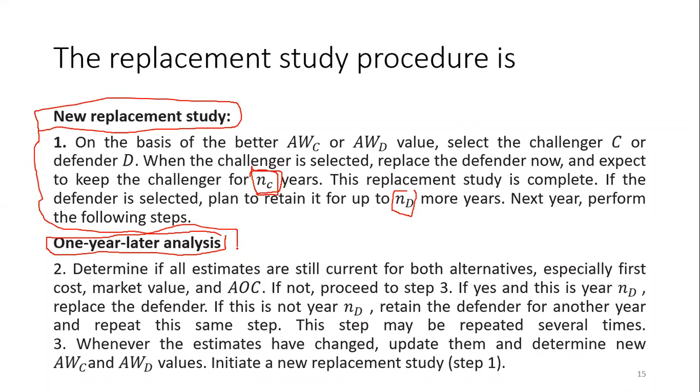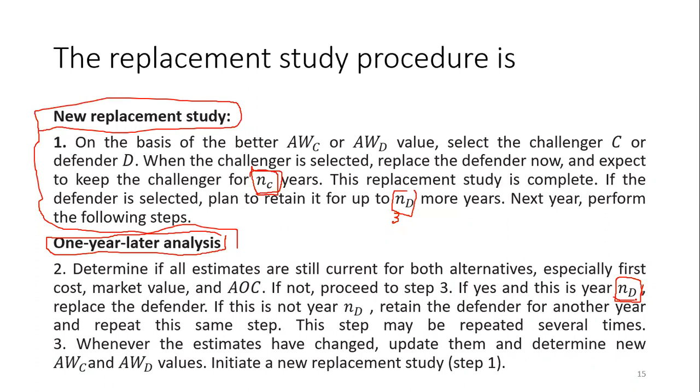Replace the defender. Once I'm estimating the replacement and I know this is the third year, and I know that the economic service life for this machine is 3 years, now it is the third year, which means I should replace it. If this is not the year n, we retain the defender for another year and repeat the same step.